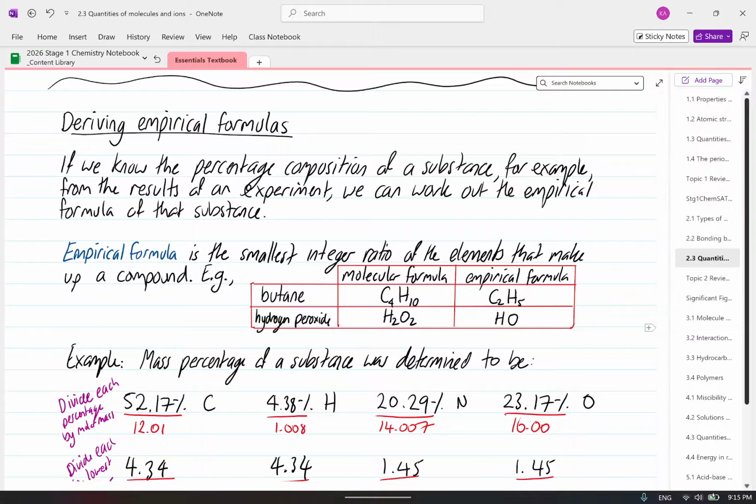Now, what you need to do is find the lowest value out of those values, and you see that 1.45 is repeated, but it is also the lowest value. So we need to go through and divide each of these values by the lowest across the entire thing. So in this case, we're going to divide everything by 1.45. In this case, it's coincidental that both these values are the same as each other. It doesn't always have to be the case, often won't be. So if one of them is the lowest, you divide every other number by that number.